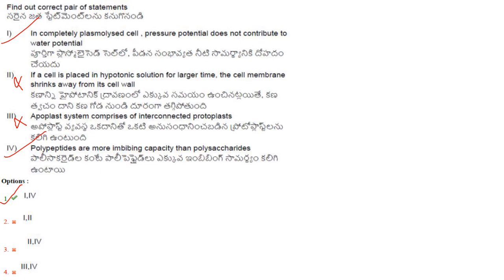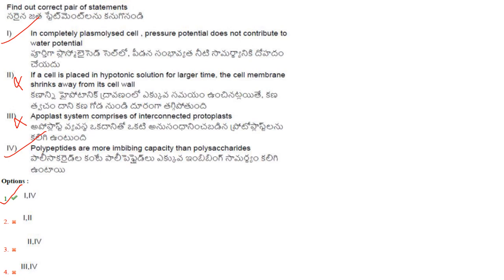Third one. Apoplast system comprises of interconnected protoplast. Apoplastic system occurs when the water cannot enter the protoplast. The water only passes through the cell wall and the intercellular spaces. So interconnected protoplast is not correct.